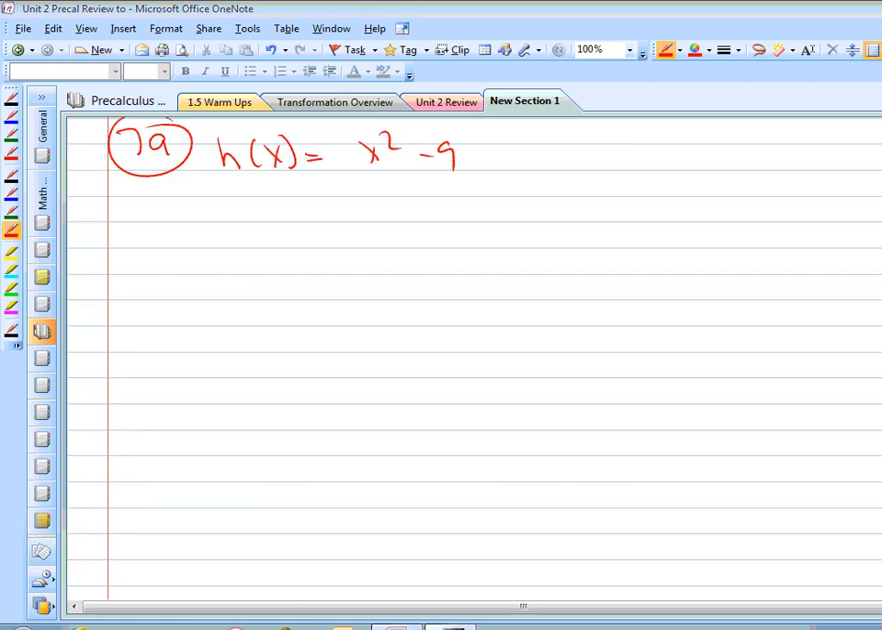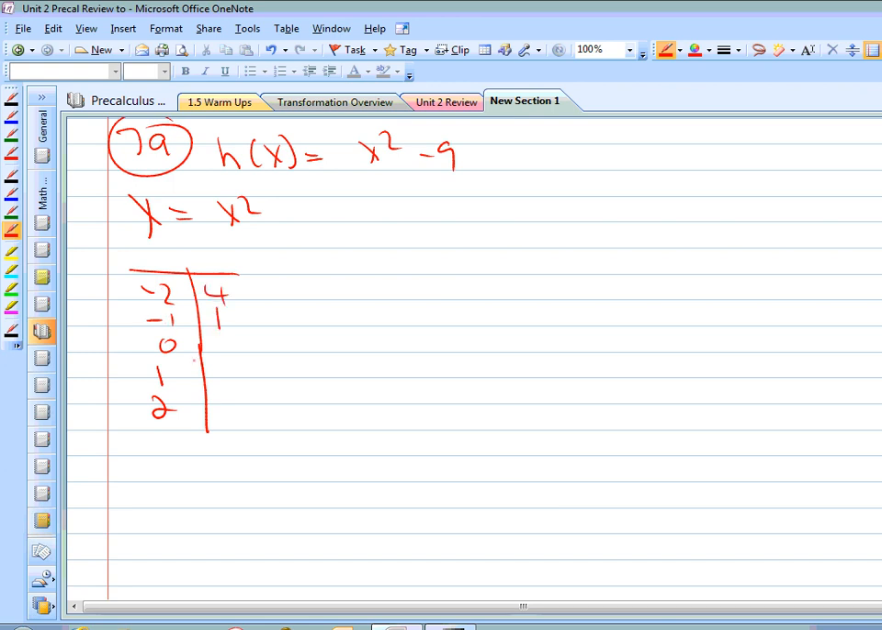All right, we've got a few more graphs to go. This is asking about parent functions. This is a quadratic, so our parent function is just y equals x squared. T-table for that would be -2, -1, 0, 1, and 2. If I'm going a little fast, you might want to pause and think about what I just did. I'm just creating parent points. So negative 2 squared is 4, negative 1 squared is 1, 0, 1, and 4.